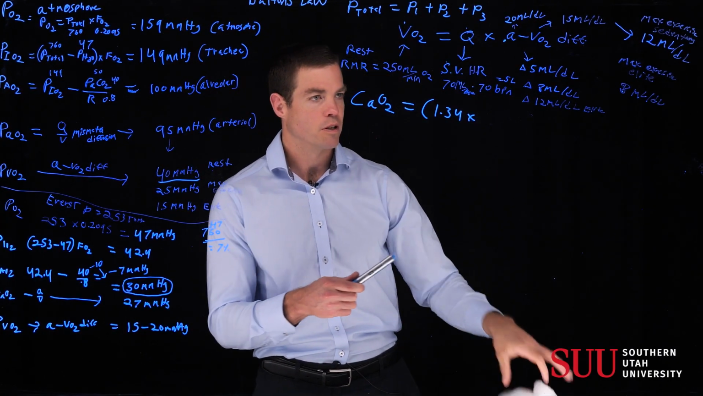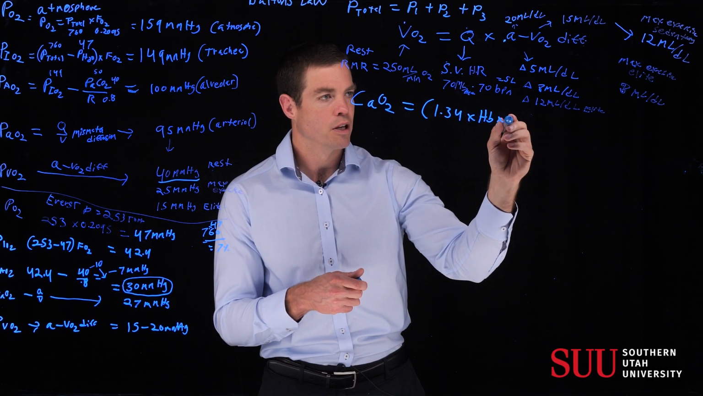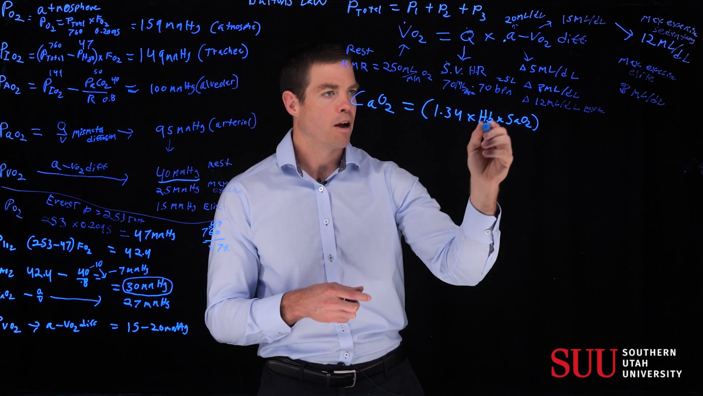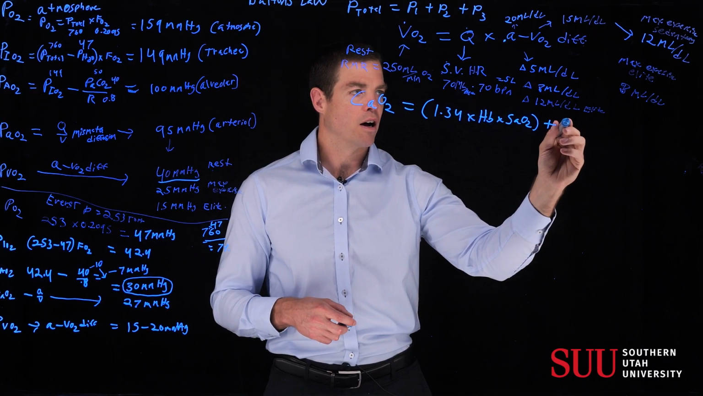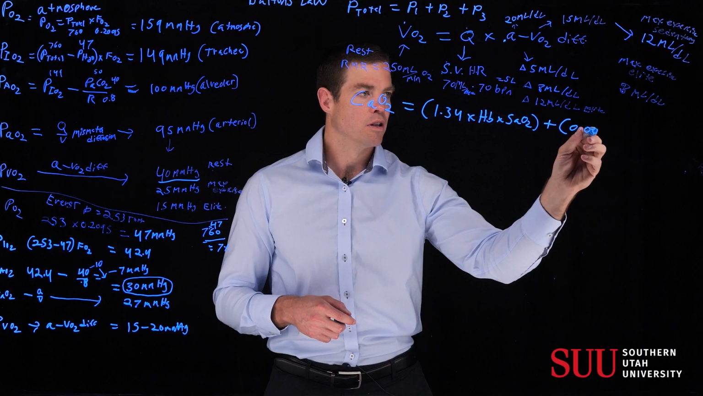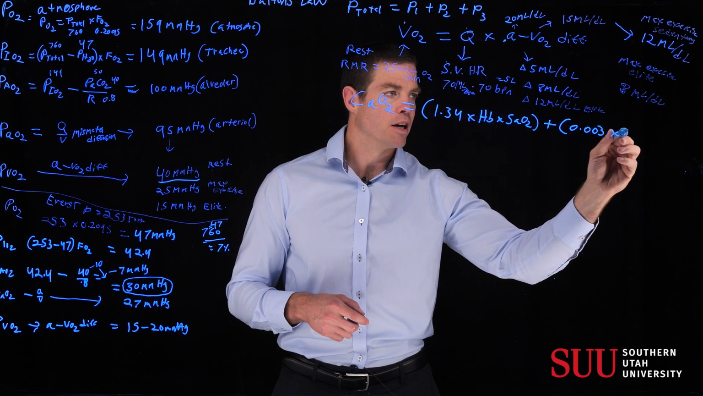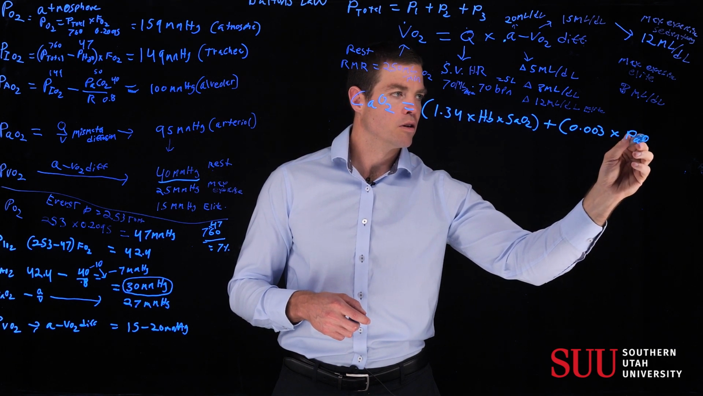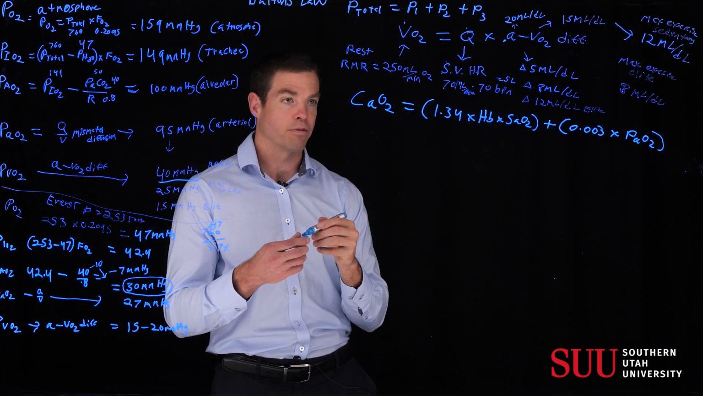1.34 times your hemoglobin times your SaO2. All right, and now you're going to add that to the amount of oxygen that's dissolved in the blood. So we do 0.003, multiply that by your PaO2, and we can figure this out.